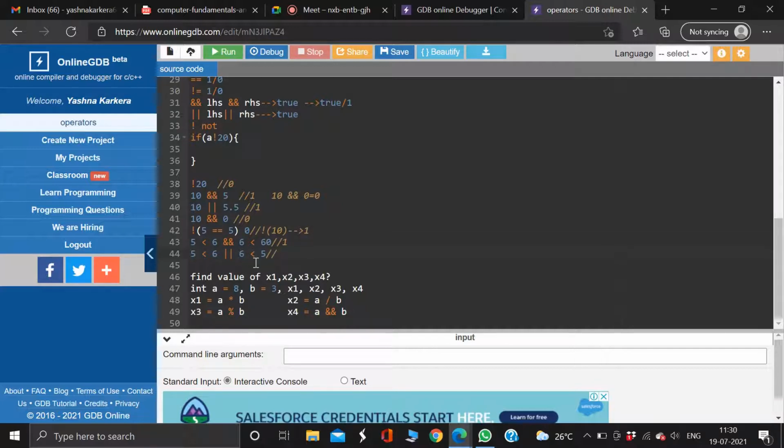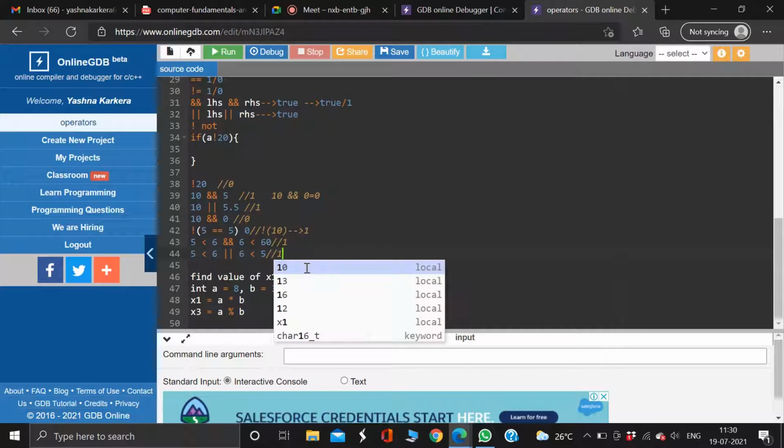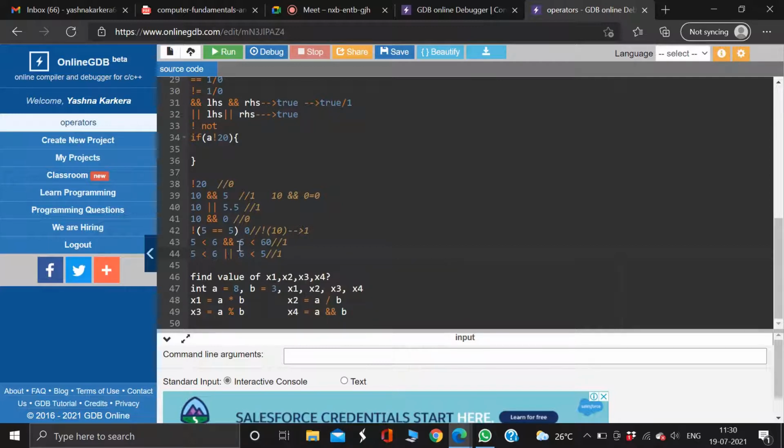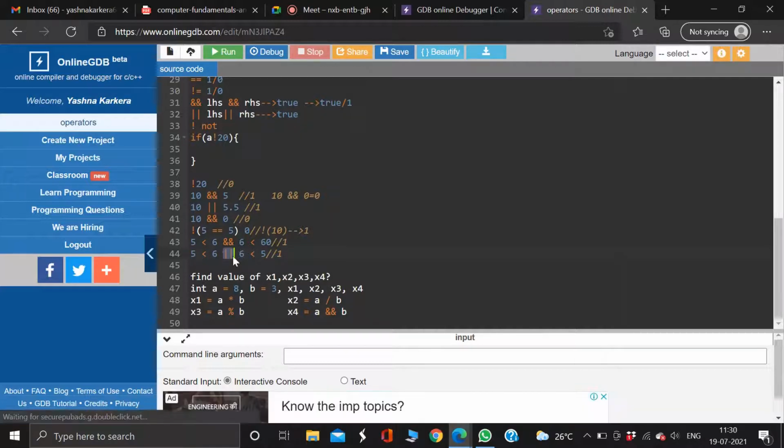It's true. One. Correct. How did you evaluate that, guys? You just checked this, right? Then it was true, because at least one has to be true for the OR operator. So you just need to check one. Here, if it's true, then it's true. If this evaluates to false, check this. If this is true, it's true. If this also evaluates to false, it's false. That's it.